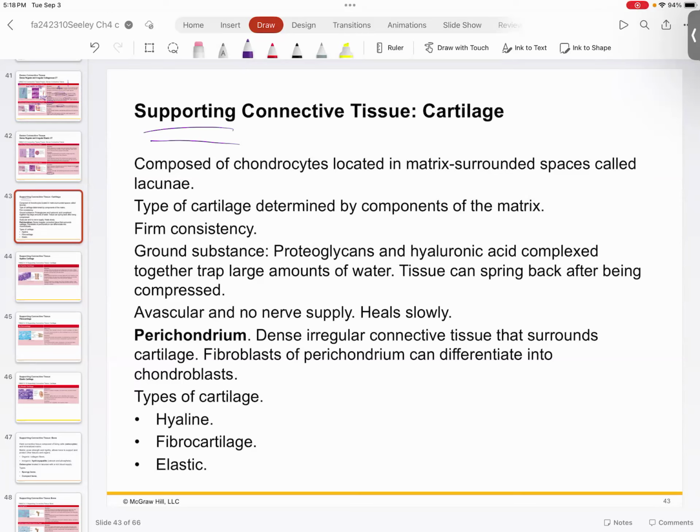The first of the supporting group is going to be cartilage. We already talked a little bit about the cells associated with cartilage, right? You have chondrocytes, which are the cartilage cells. They're basically going to be laying down the matrix.